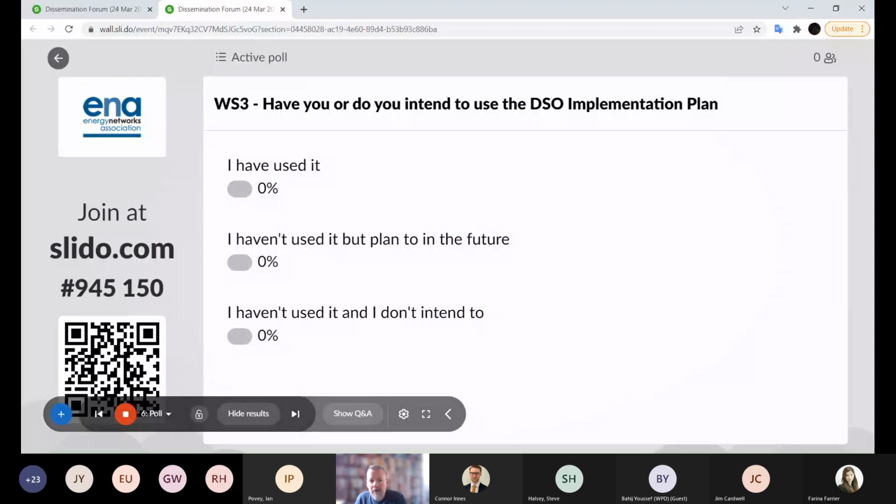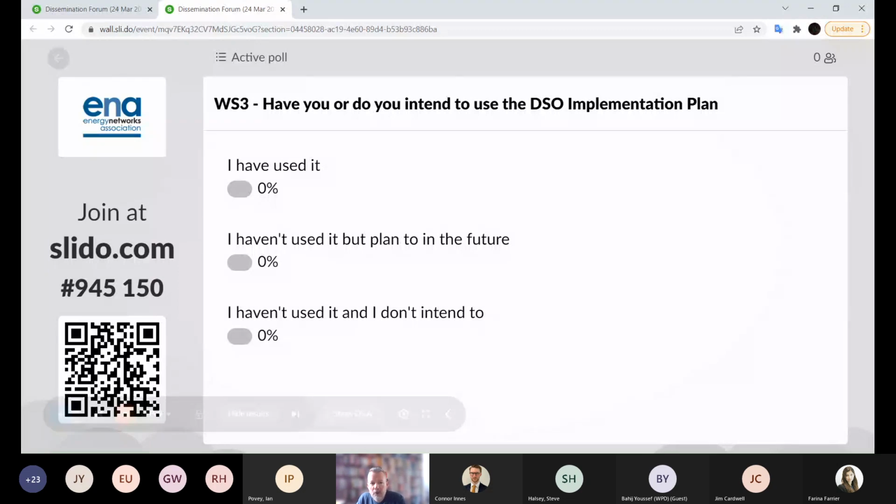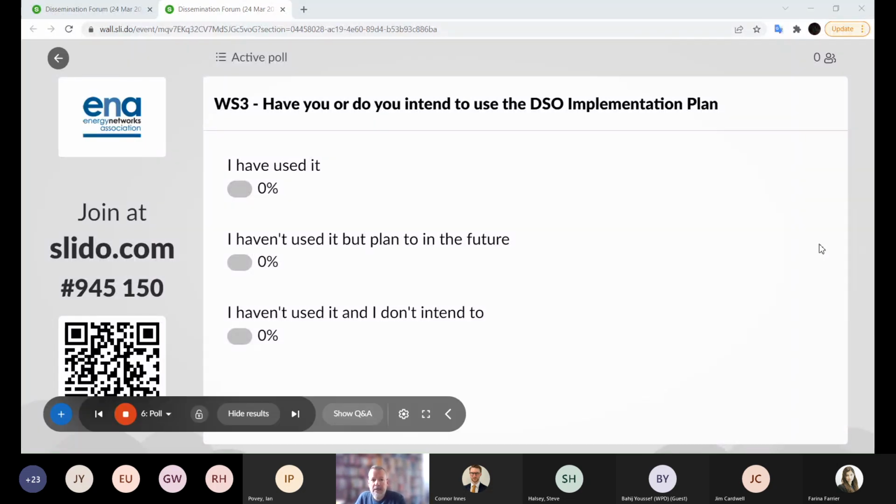Based on that and having heard of that, have you or do you intend to use the DSO implementation plan? So haven't used it, but plan to in the future, haven't used it, and probably not of interest to you.